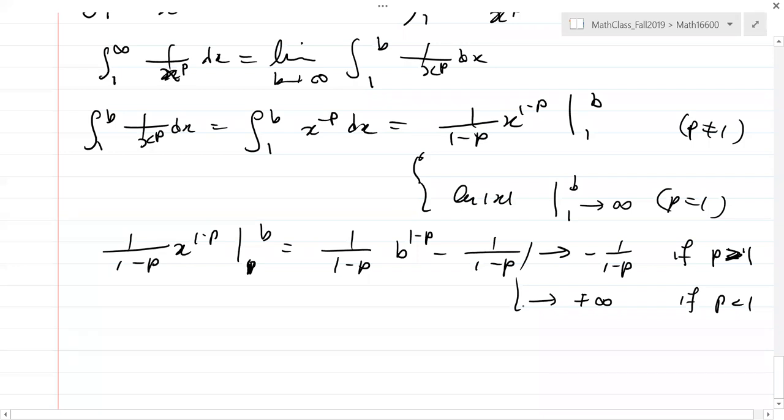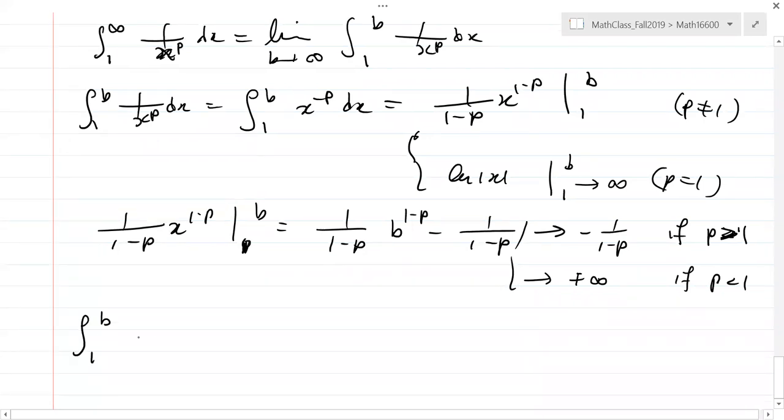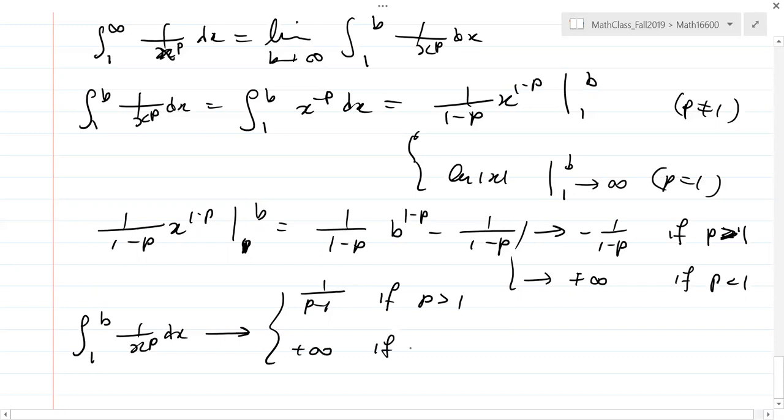Why p greater than 1? When p is greater than 1, 1 minus p is negative, so b to the 1 minus p goes to 0. So the first term is gone. Only the second term remains there. It's a limit. So you combine all of them together, and you find the limit is 1 over p minus 1 if p is greater than 1. Otherwise, positive infinity if p is less than or equal to 1, because when p equals 1, it's also equal to infinity. So that's it. So you find this answer.